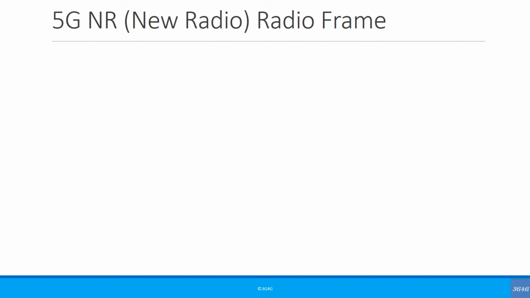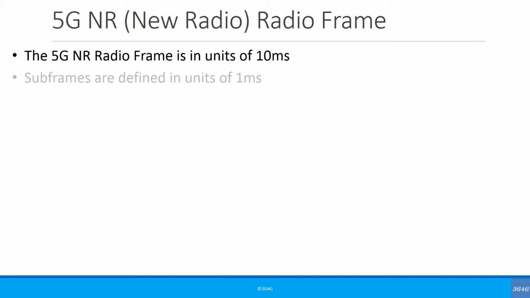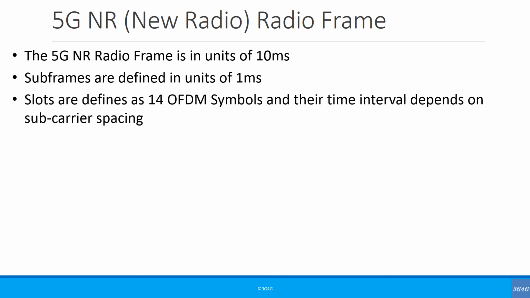Fast forward to 5G new radio. The radio frame is a unit of 10 milliseconds. The subframes are defined as in units of 1 millisecond. The slots are defined as 14 OFDM symbols, and their time interval depends on the subcarrier spacing.